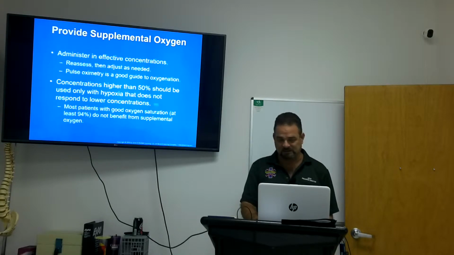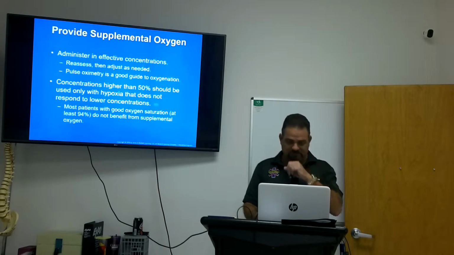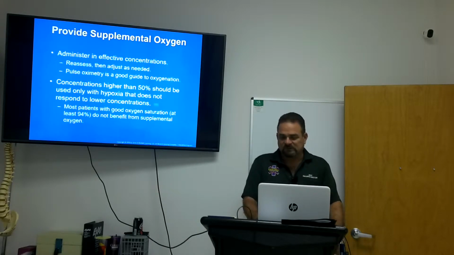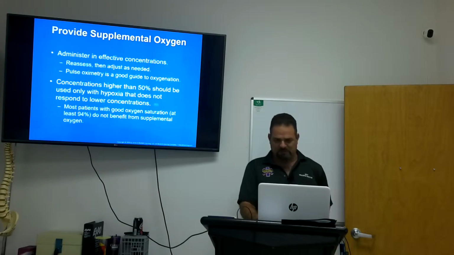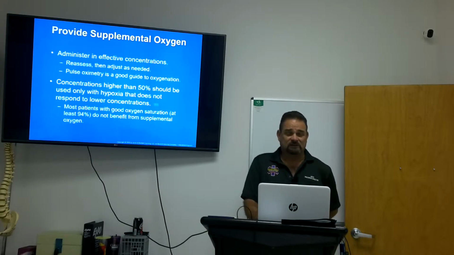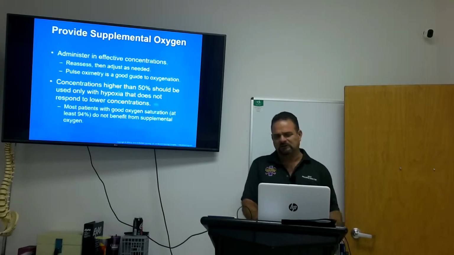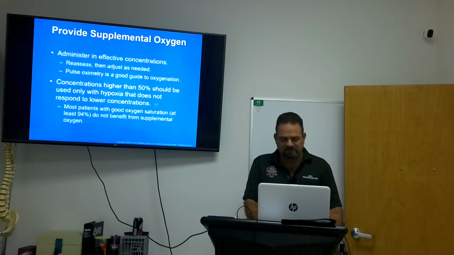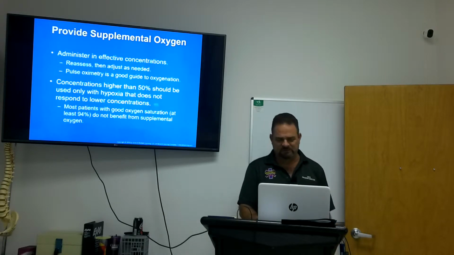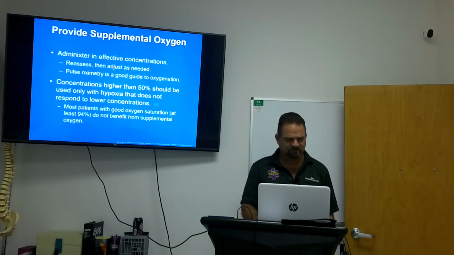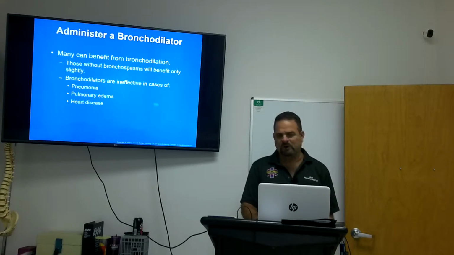If it's accurate and if the patient's hemoglobin is normal, pulse oximetry is a good guide to oxygenation. Oxygen concentrations higher than 50% should be used only on patients with hypoxia who do not respond to lower concentration administration. The 100% oxygen should be used for the shortest periods possible. We do not want to hypersaturate our patients. Most patients with good oxygen saturation, or at least 94%, don't benefit from any supplemental oxygen. Many can benefit from bronchodilators, though.